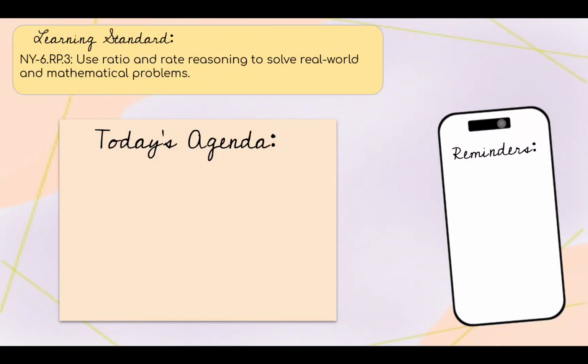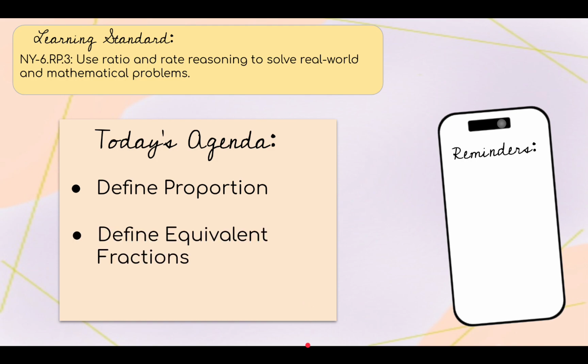Hi guys, in today's video we will be discussing the third part to the 6th grade New York Learning Standard for ratio and proportional relationship. On today's agenda we will be defining proportion and defining equivalent fractions. As a reminder, equivalent means equal.